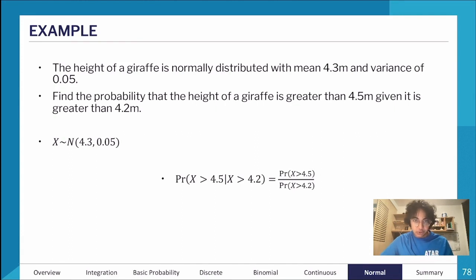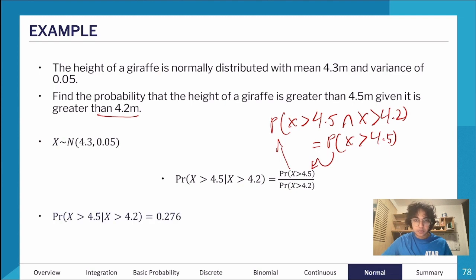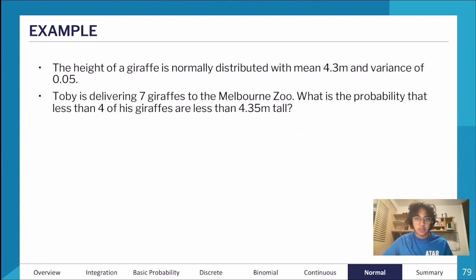Now this one here is conditional, right? The probability that the height of a giraffe is greater than 4.5, given that it's greater than 4.2. So that numerator is the probability of x greater than 4.5 intersecting with the probability that x is greater than 4.2. And the intersection between these two regions is the probability of x greater than 4.5, which is why that's only present on the numerator. So entering that into our calculator, we'll get this.